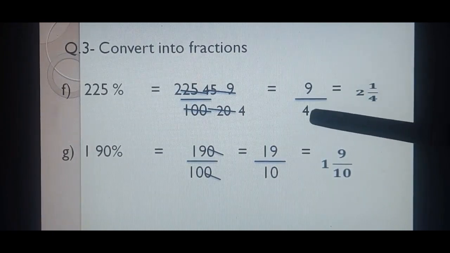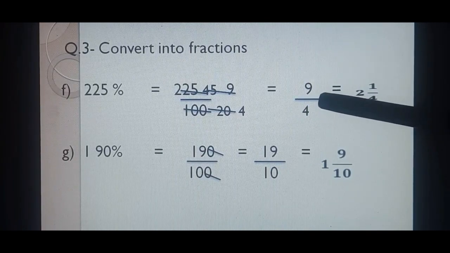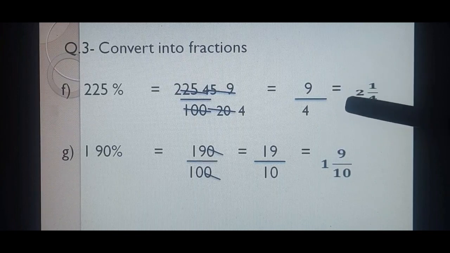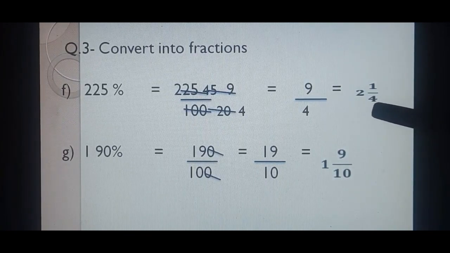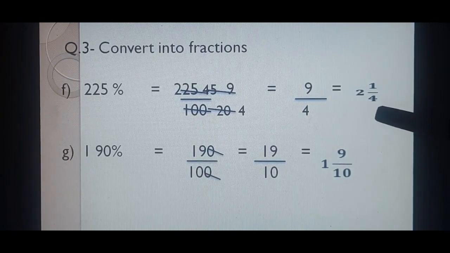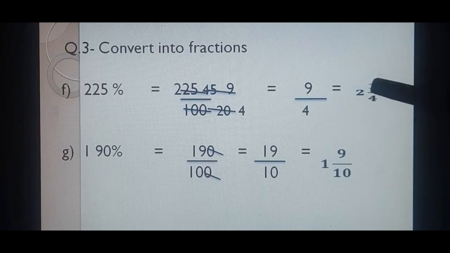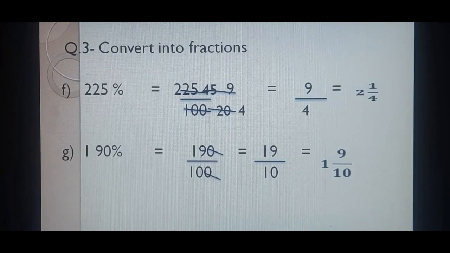So 9 divided by 4, 4 2s are 8. 2 will become quotient. 9 minus 8, 1. Very simple division is there. Orally you can do: 2 1 by 4. 2 whole 1 by 4 is our mixed fraction. You can check your answer. 4 2s are 8. 8 plus 1, 9. 9 upon 4. This was our number. Understood?